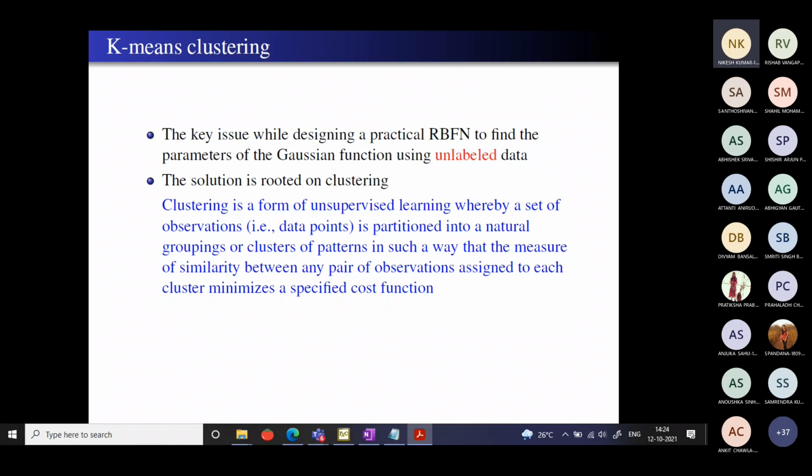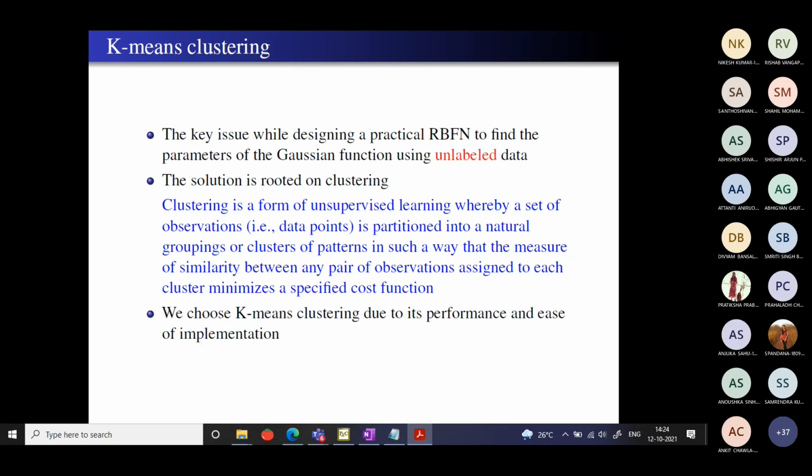Anybody? Euclidean norm? Yes. Basically, we use the squared Euclidean norm or Euclidean norm as a similarity measure. So we'll choose k-means clustering due to its performance and ease of implementation. There are many clustering algorithms more efficient than k-means, but k-means is of course very easy to implement and its complexity is linear.